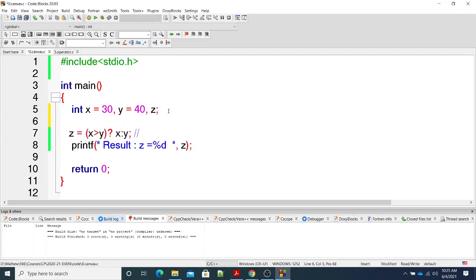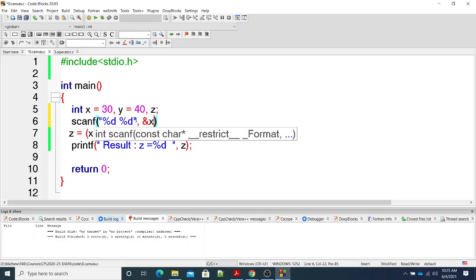So if you want to generalize that, we can use a scanf statement to get 2 numbers from the user, ampersand x and ampersand y. Now even if you are initializing with x is equal to 30 and y is equal to 40, since the scanf statement is appearing after that, the new value entered by the user will overwrite the value 30 in x, and the new value entered by the user will overwrite the value stored in y, which is 40.